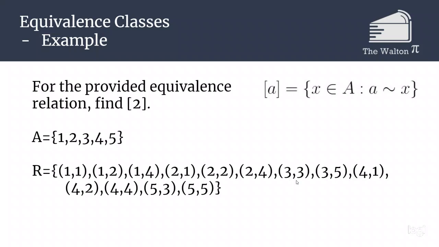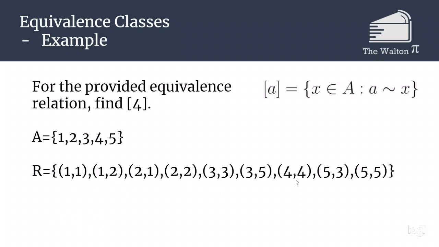Hopefully that was enough time for you to go through and see that in this set, the equivalence class of 2 is the set containing 1, 2, and 4, because those are the elements that relate to 2, because we have the pair 2 comma 1, 2 comma 2, and 2 comma 4.